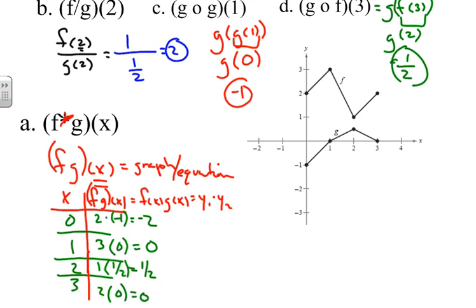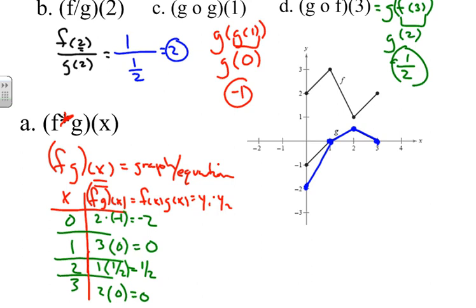And so now I have my values, and so I can actually graph this. I'm going to graph this in blue, and I have 0, -2. There's one point. I have 1, 0. That's a point right there. I have 2, 1/2. All right, and I have 3, 0. And I connect the dots, and we have that as our values. Okay?